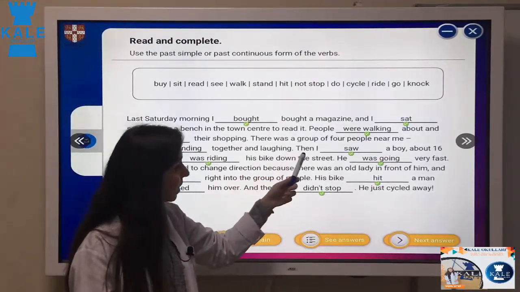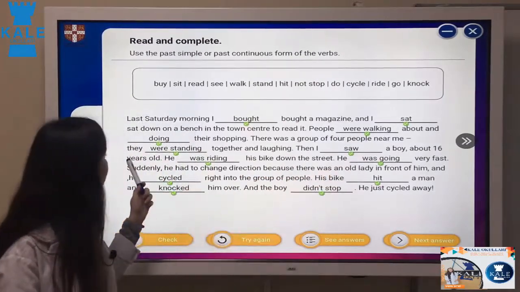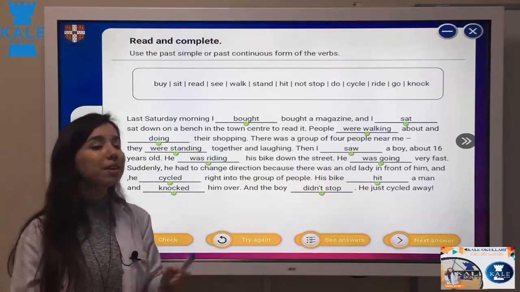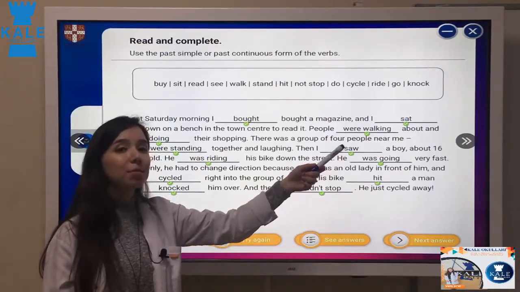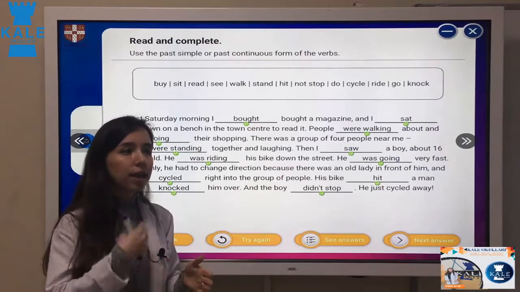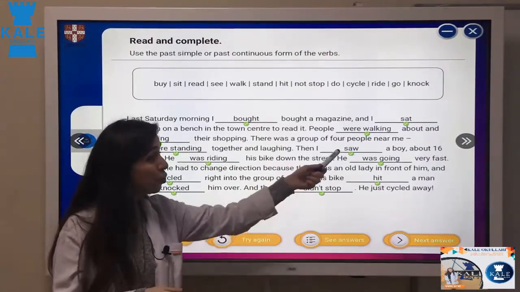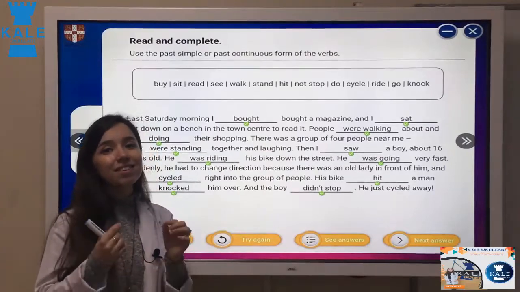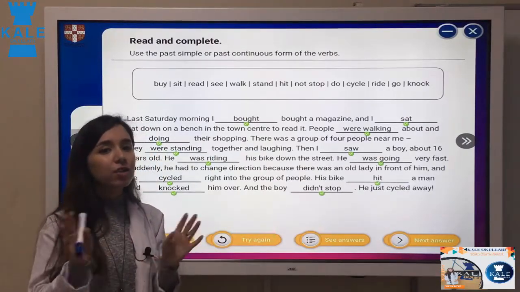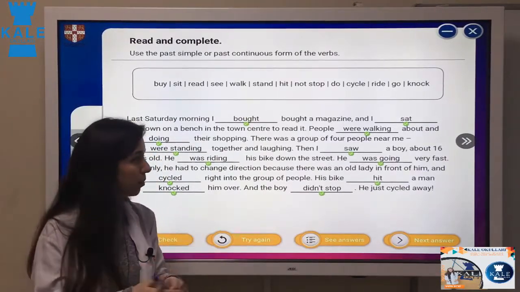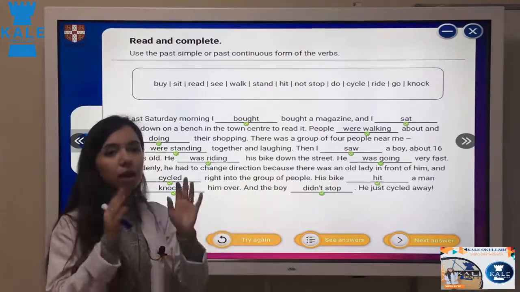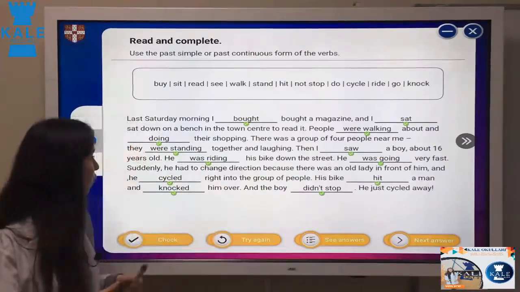Then I saw a boy about 16 years old. What happened? Here we use past simple. Why? Because then, after that, I saw a boy, it's finished. And you know that "see" is a kind of verb that after it, "ing" does not come. Remember that. So something that happened, I saw it and it finished.